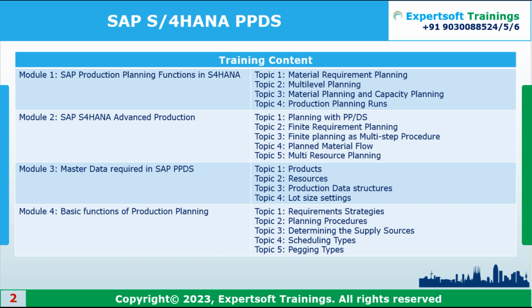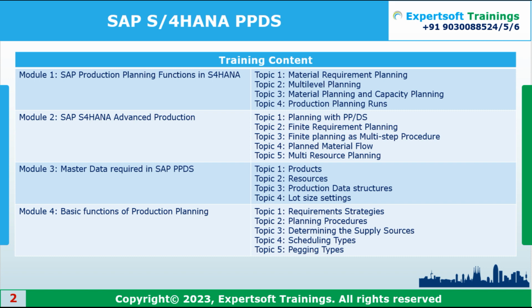We are covering material requirement planning, the production planning functionalities, material requirement planning, multi-level planning, what the planning concepts are, and how we run planning. All of this is covered in the first module. The second module, advanced planning, is more focused on ECC or S4, the planning part in S4 or ECC. The second part is APO functionalities specific to APO PPDS, for example planning with PPDS, finite requirement planning, finite scheduling, and material flow.